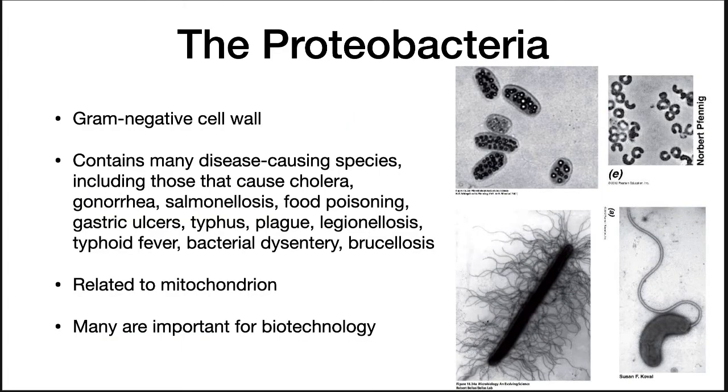The proteobacteria have a gram-negative cell wall and also contain many disease-causing bacteria. This is a very large group of organisms. It is from this phylogenetic group that mitochondrion originated. Several of these species are important for biotechnology.